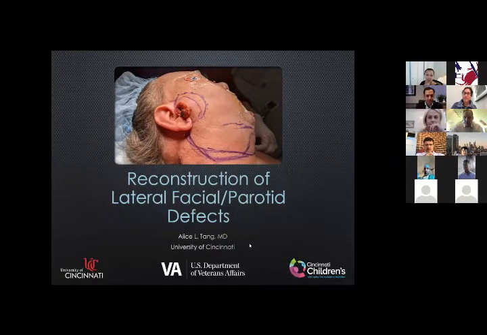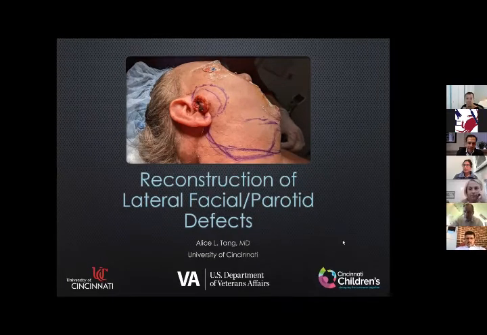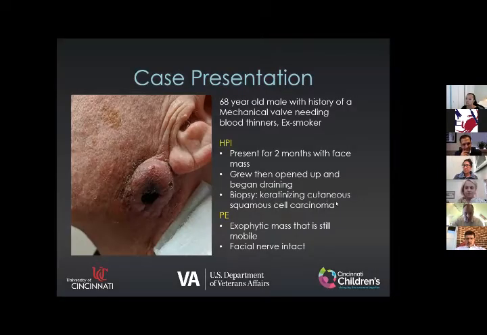Perfect. All right. So, hey everyone, I'm Alice from University of Cincinnati, and the first case is going to talk about lateral facial parotid defects with one of my own patients. This is a 68-year-old male. He shows up to my clinic like this.